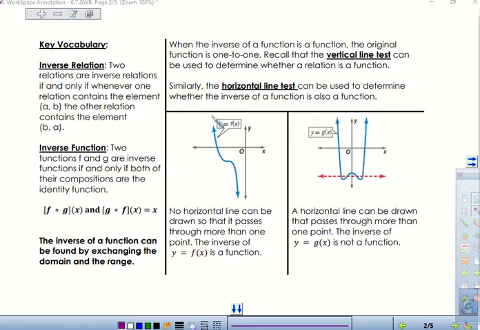The one on the left passes both the vertical and the horizontal, meaning that it is a function and its inverse is also a function.